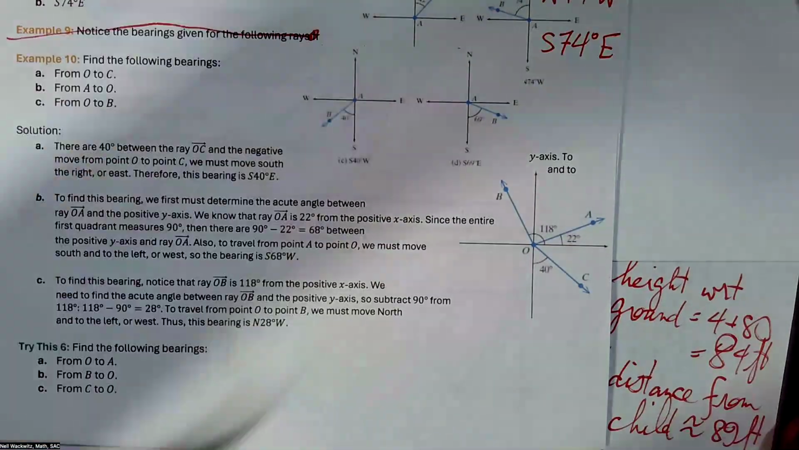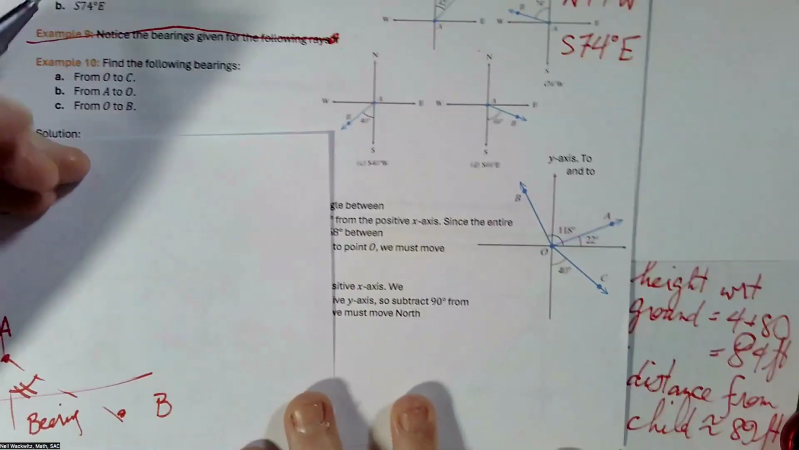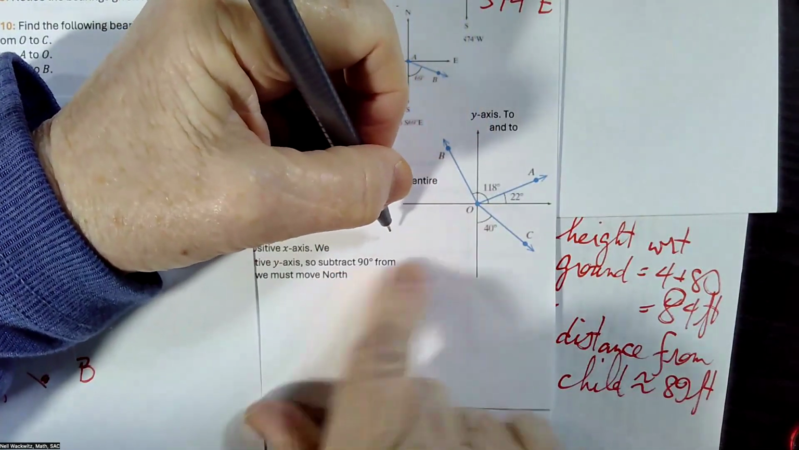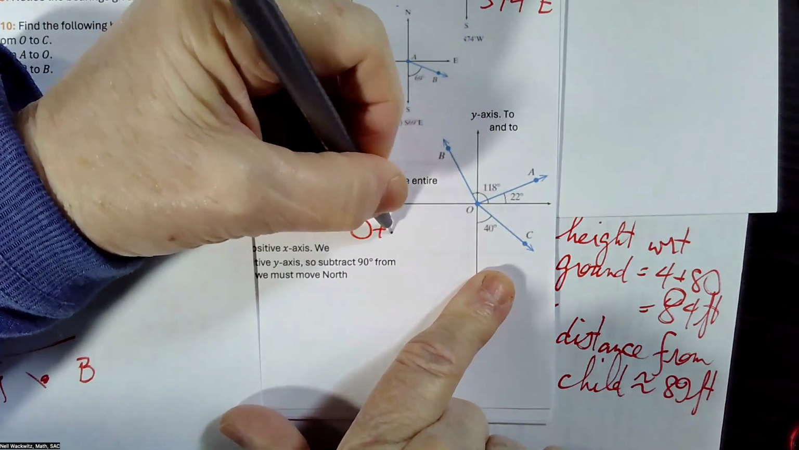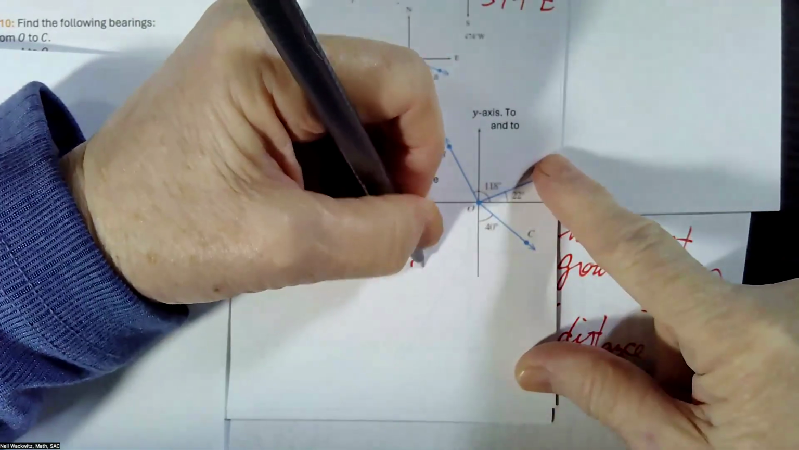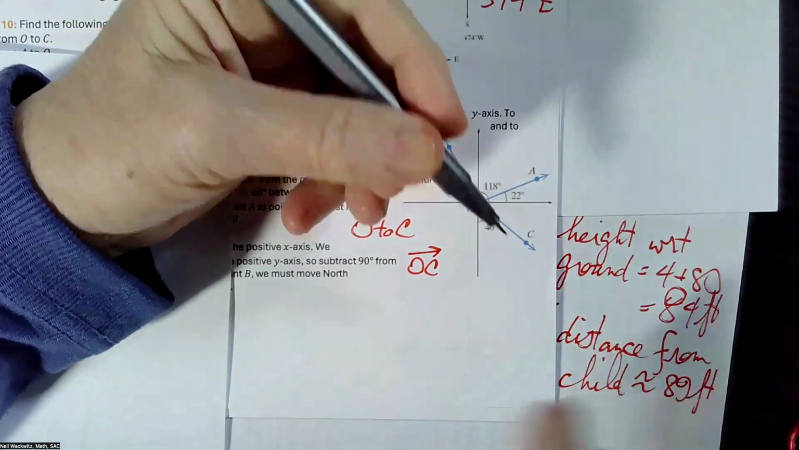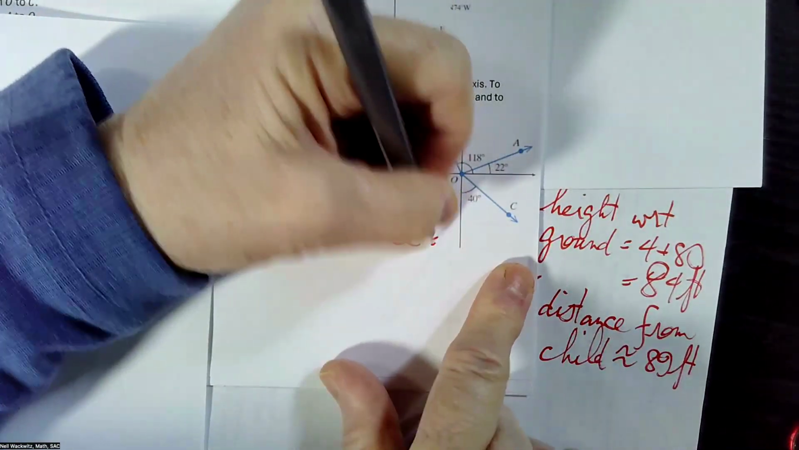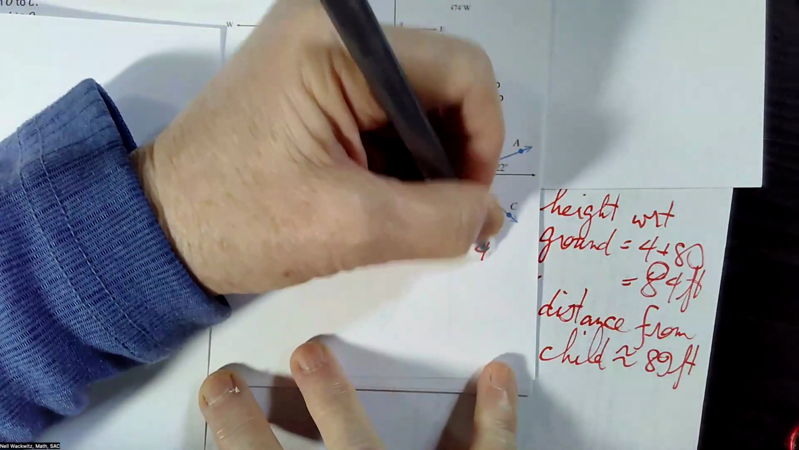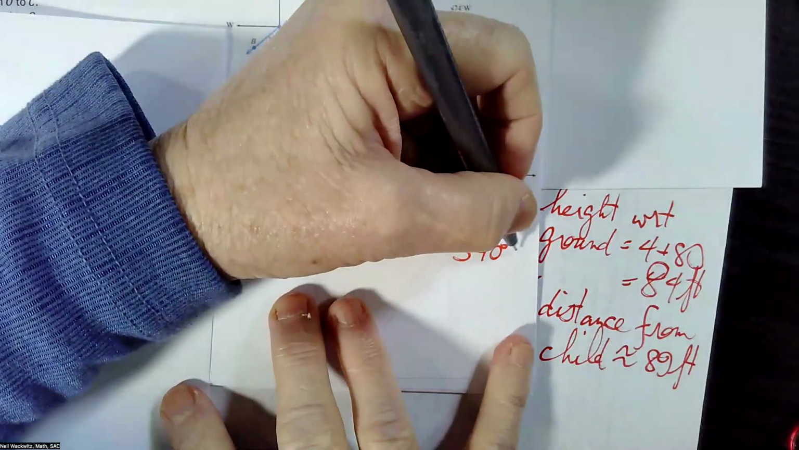Oh, those are the answers. So from the origin to C, we're going south, we're going down. So O to C, and you would write that as OC with a little arrow because you're looking at a direction, equals, we already know that it's going to be 40 degrees, but it's going to be south, and we're going to the right, so it's east.